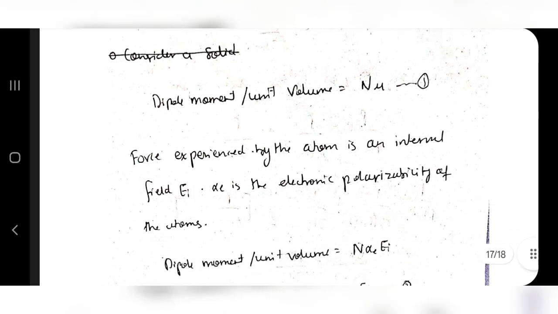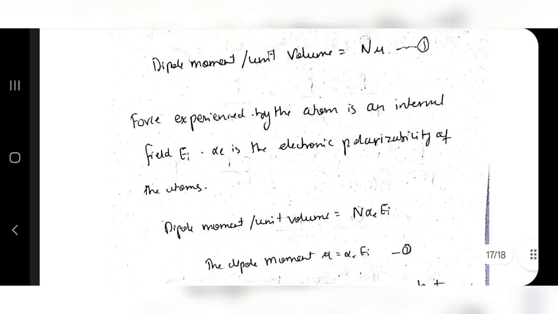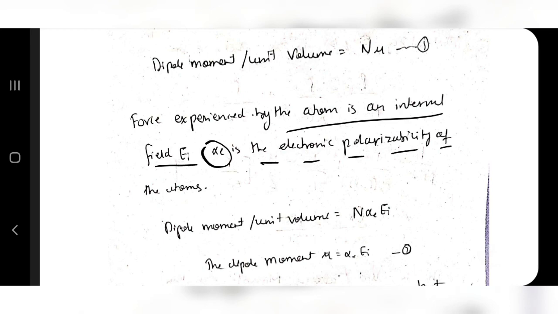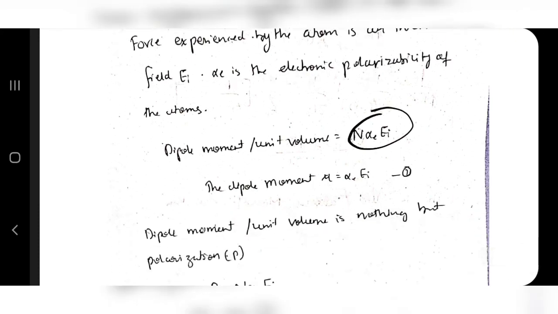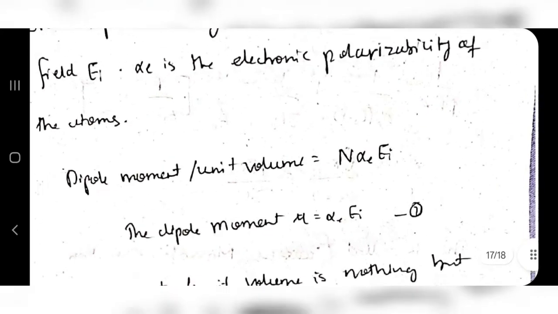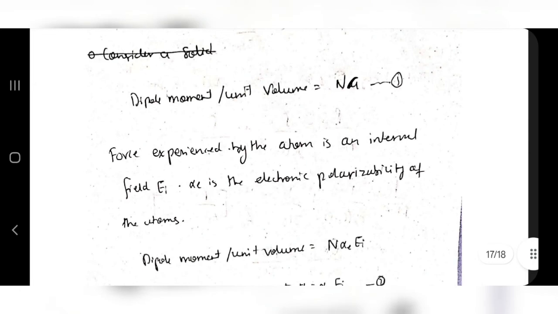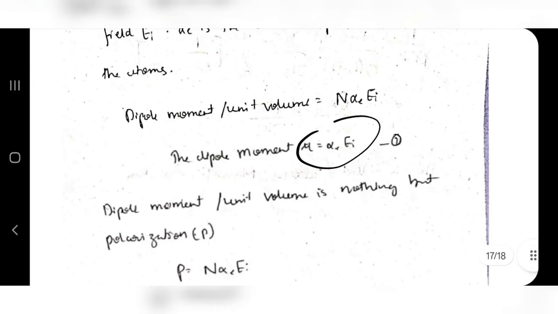So here the first thing you want to write is the dipole moment per unit volume is equal to n into mu. The force experienced by an atom is the internal field EI, mu is directly proportional to E, and the electronic polarizability of the atoms. So the dipole moment per unit volume will be n alpha EI. Okay, n into mu is nothing but this one. So mu's value is alpha into EI. Okay, that is the dipole moment's value.